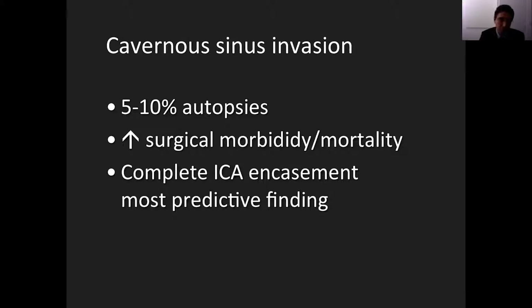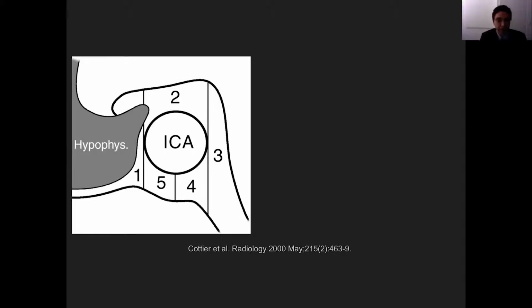Invasion of the cavernous sinus is important to recognize because these patients are going to do more poorly after surgery. It is seen in up to 10% of autopsies, and by far the most reliable imaging characteristics are going to be encasement of the internal carotid artery and what we're going to see in terms of obliteration of the carotid sulcus venous compartment. So Cotier in the year 2000 evaluated the presence of tumor in the different venous compartments of the cavernous sinus, and the one that I would like you to remember is the carotid sulcus venous compartment, which is here indicated by orange.